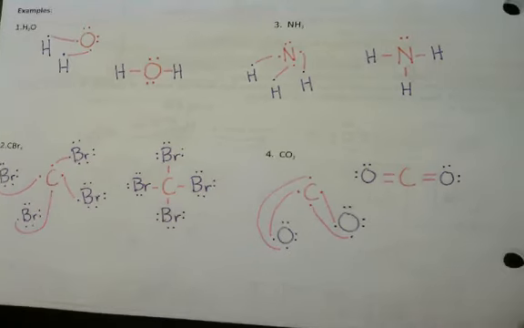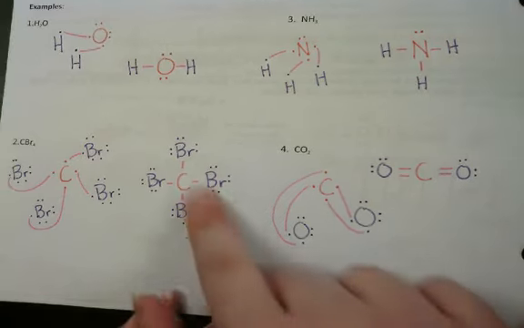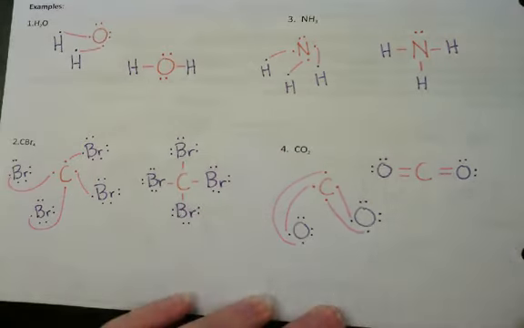Alright, so next class we're going to be talking about what it looks like whenever we have things called diatomic elements. And then we're going to talk about the shapes that these make and what their names are.